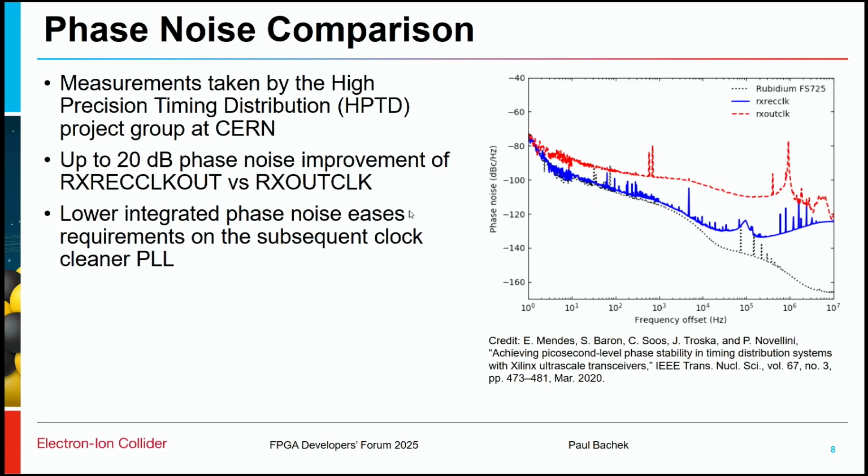So this is just some more motivation for using the recovered clock output instead of the one that goes through fabric. This graph shows the jitter performance in blue of the recovered clock that goes directly out. And you can see it's much better than the one in red, which is the clock that goes through fabric. And this is not my graph. This was measurements taken here at CERN and published in this paper credited here. It just shows some motivation for the improved jitter performance of the recovered clock.